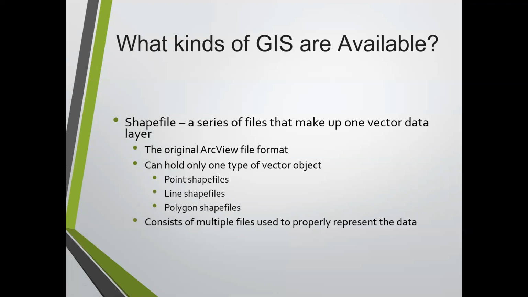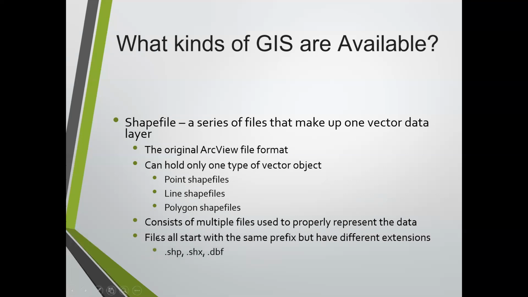So this will consist of multiple files. So if you have a point shape file, it's going to have multiple files that properly represent that data. So you'll have your attribute files and possibly even metadata files. They all start with the same prefix but have different extensions. So your SHP file is your shape file. SHX is usually a compiled shape file, and the DBF is your database file. That's your attributes. Is anybody familiar with that shape file concept, or SHP or SHX in other softwares?